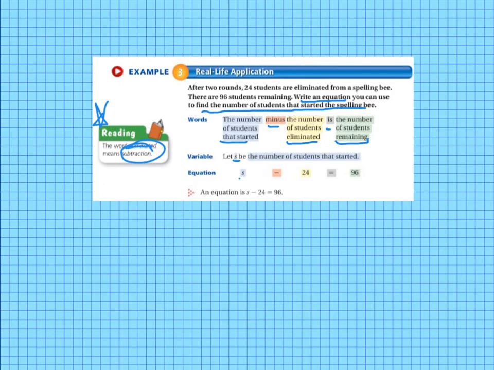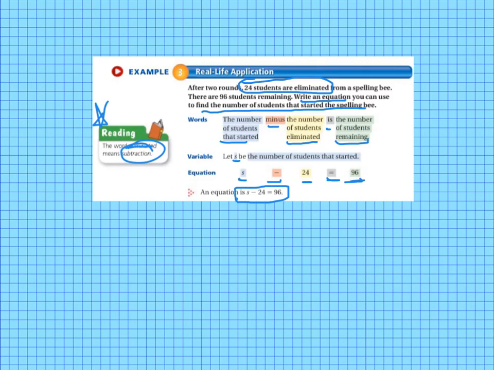So S is the number of students that started minus 24, because that says 24 were eliminated, and our note over here told us that eliminated means subtraction. So we started with a number, we don't know how many, we're subtracting 24 because they were eliminated, and it tells us that there are 96 students remaining. So we have 96 students left, so that is the equal sign. So an equation is S minus 24 equals 96.